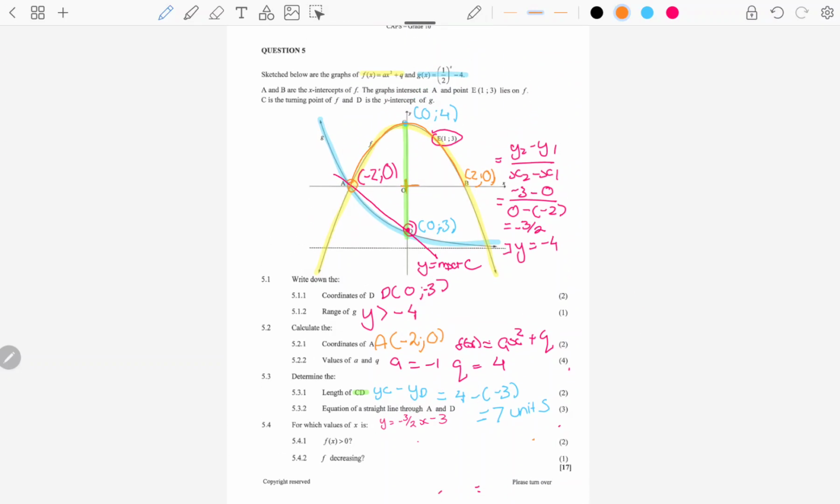So going back to 5.4.1, f of x is positive, or bigger than 0, only when x is between negative 2 and 2, because you can see this whole part here is positive.